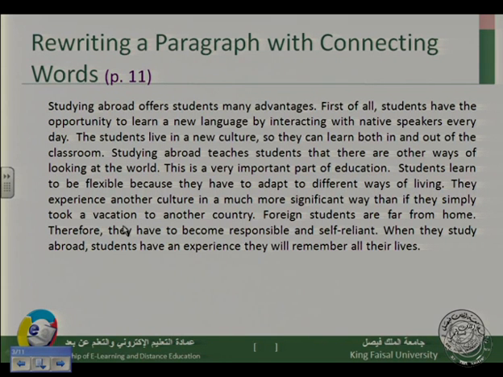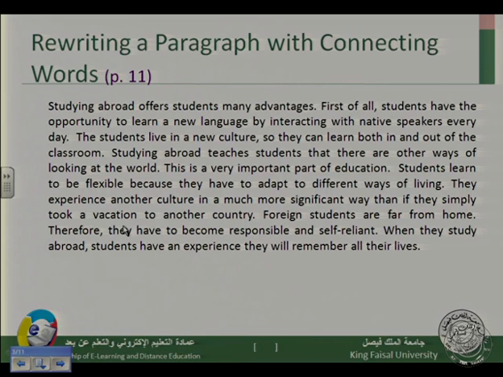They experience another culture in a much more significant way than if they simply took a vacation to another country. Foreign students are far from home. Therefore, they have to become responsible and self-reliant. When they study abroad, students have an experience they will remember all their lives.